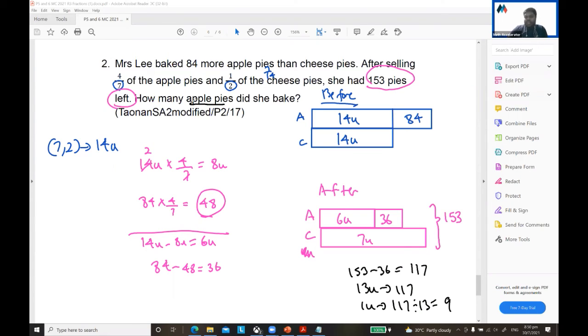So the question is asking how many apple pies did she bake altogether? So it's before. So it's back to 14 units and 84. So go and find for 14 units. So it's 14 times 9, which is 126. So you take the 126, you plus with 84. Equals to 210.